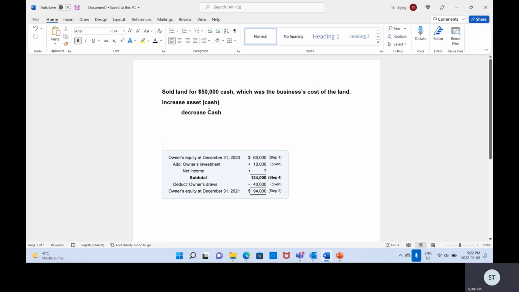Your asset cash increases $50,000, right? And also, what decreases will be the asset land. You will have assets increase with the cash $50,000, and also your assets decrease $50,000 because of the land being sold. So this is how it works for this kind of business transaction.